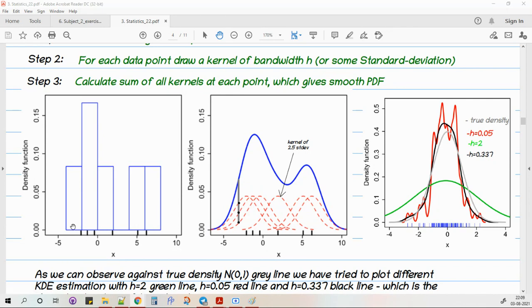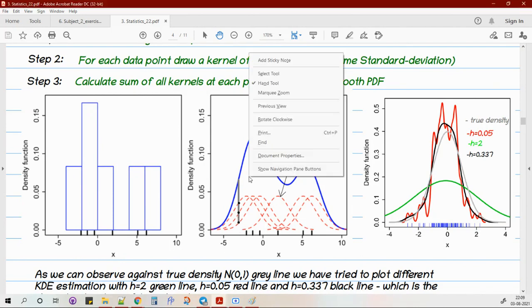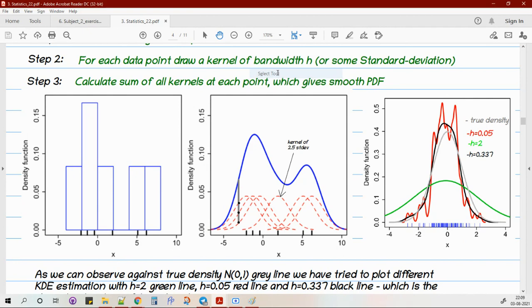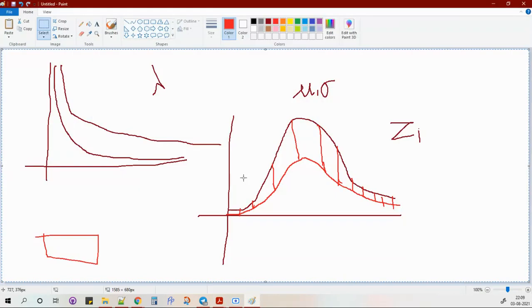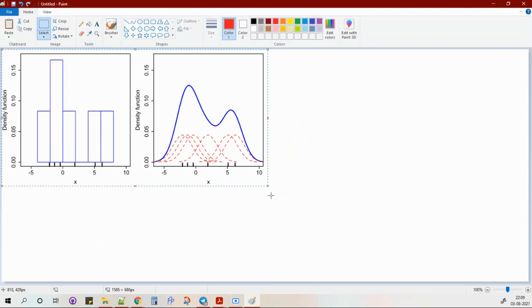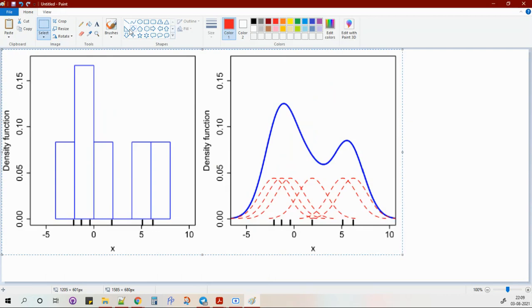And after drawing all the kernels for each data point, the next step is to calculate the total distance, right? So just a second, copy image. I want to draw it basically. So after taking all these kernels, I draw this one kernel, then the second, third, fourth, six kernels I have.